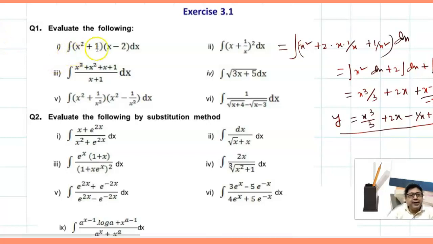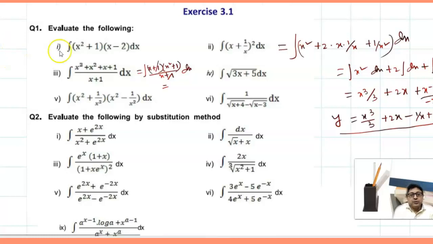Even when you are doing this sum, you just open the bracket and integrate term by term. But how to do this one? This one is very easy. You just factorize the numerator. This will give us (x + 1)(x² + 1) by (x + 1) dx. Cancel the factor and then integrate term by term.